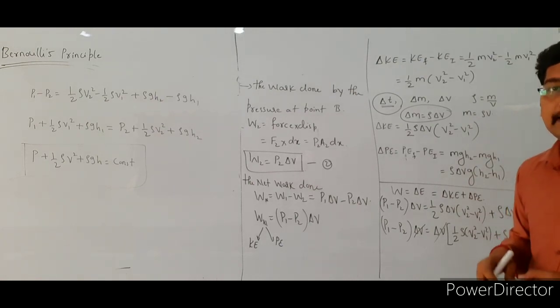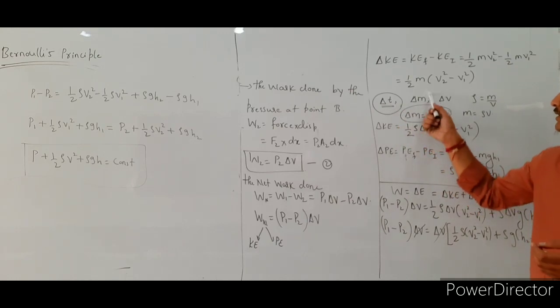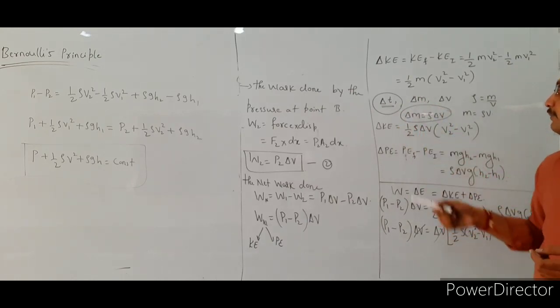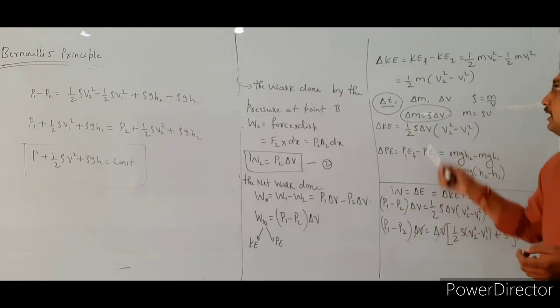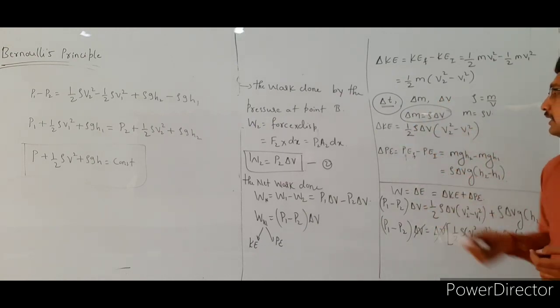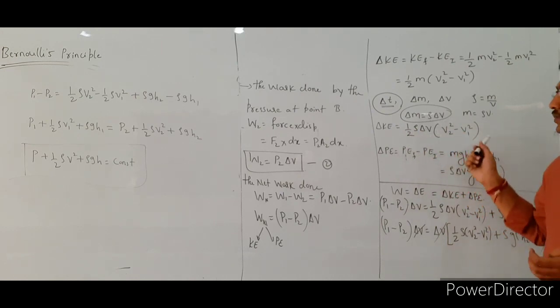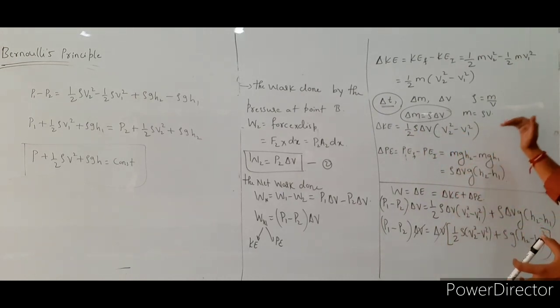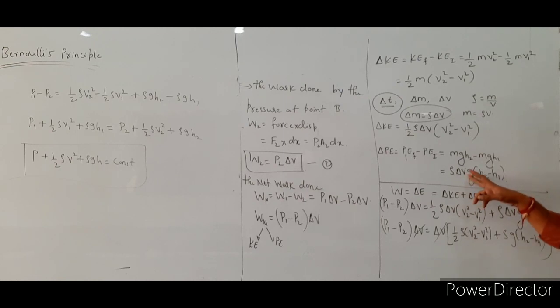In this case, we consider the time interval to be very small, that is del t. In del t, the mass also changes by a very small amount, del m, that is equal to rho into del V. So this is the mass value here. Substituting, the change in kinetic energy is equal to 1 by 2 rho into del V (V2 square minus V1 square). So this is the change in kinetic energy. Similarly, the change in potential energy is rho del V g (H2 minus H1), right?